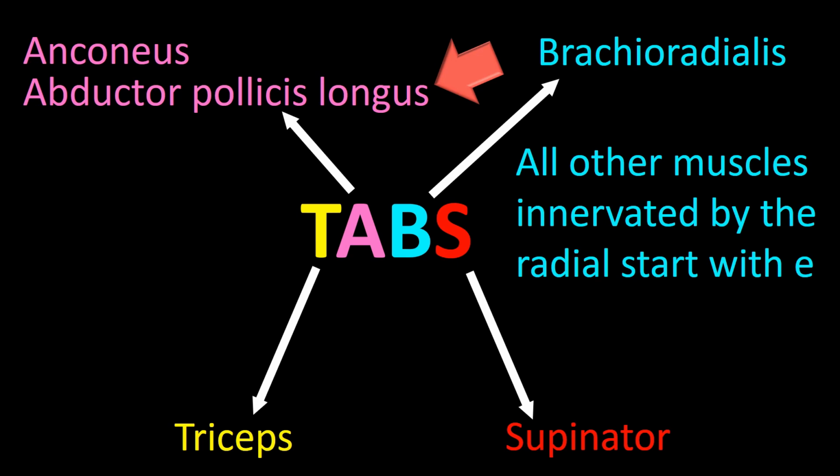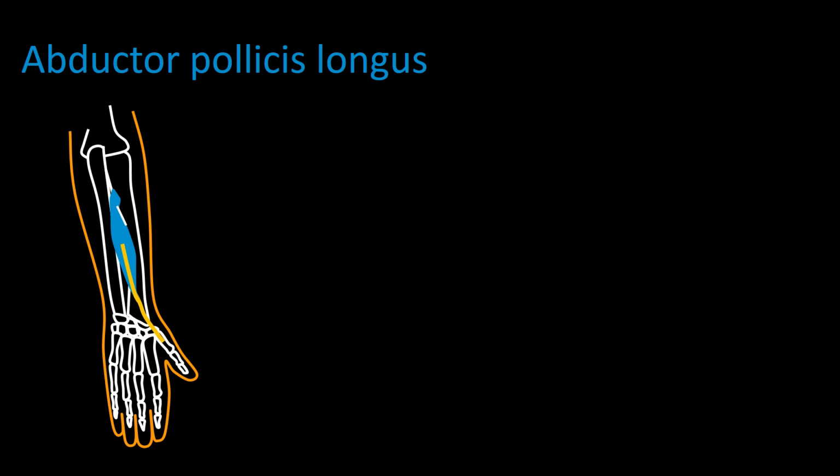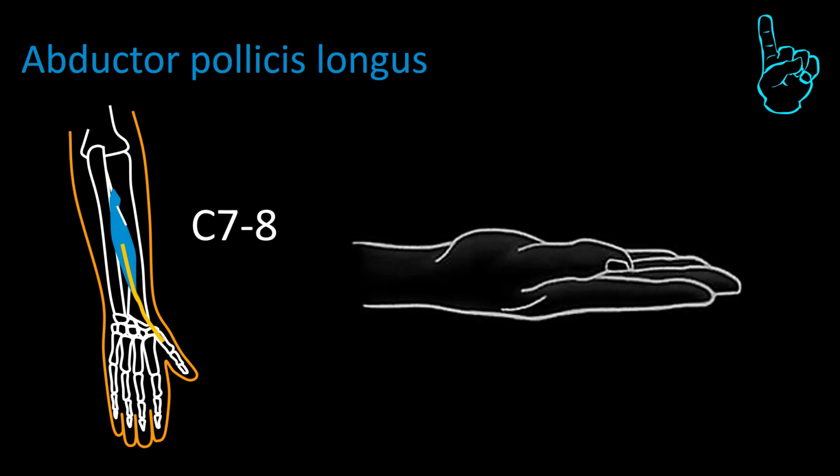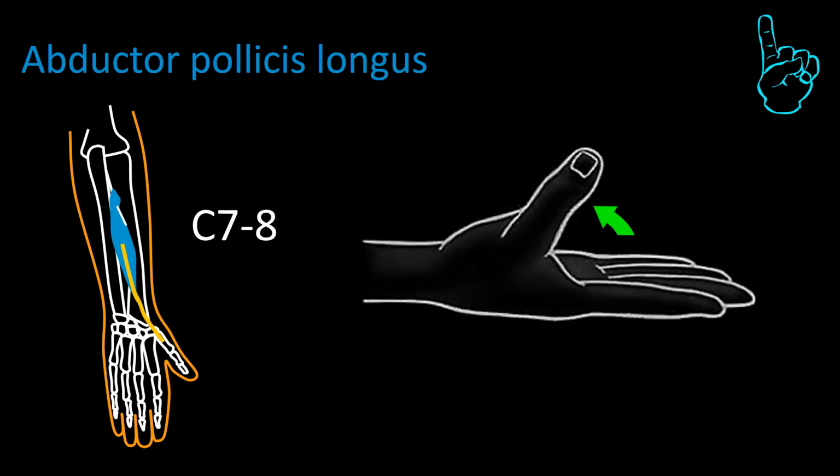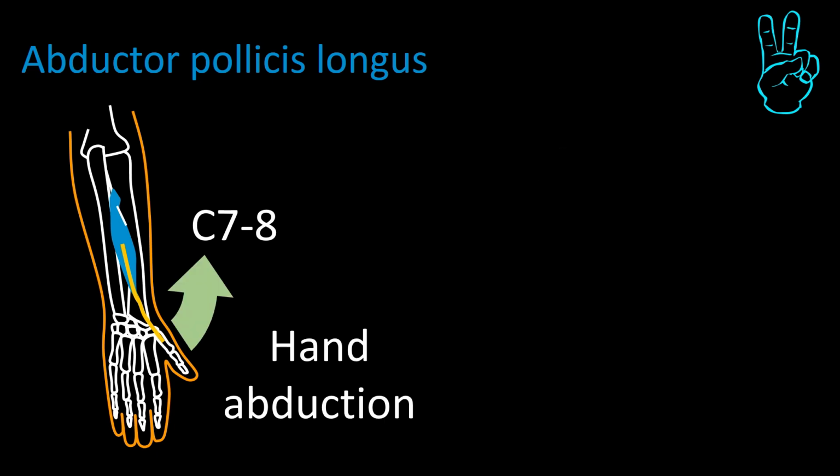Next, we will address the abductor pollicis longus. The abductor pollicis longus receives fibers from C7 and C8 spinal segments, and it has 2 functions. The first function is to go from thumb adduction to abduction of the first metacarpal at the carpo-metacarpal joint. Its second function is wrist abduction.